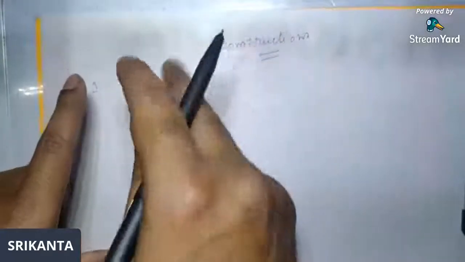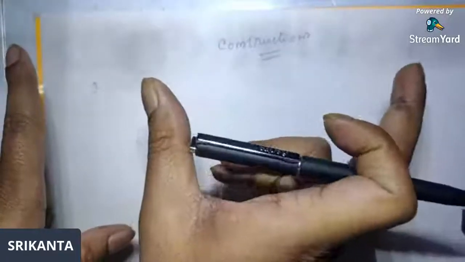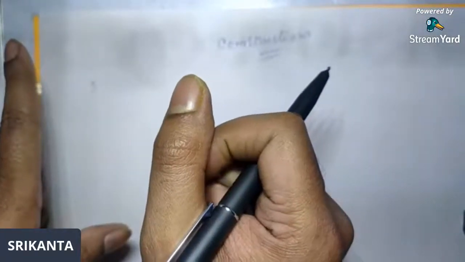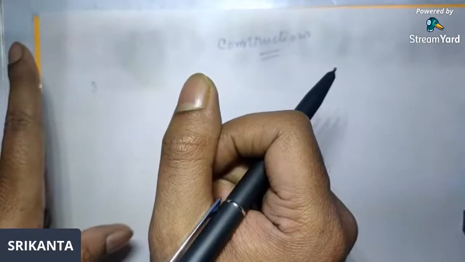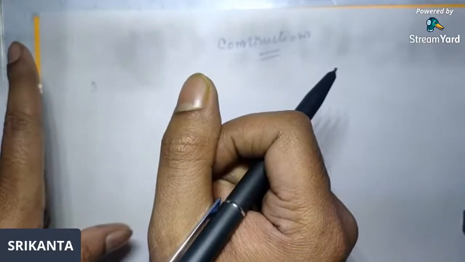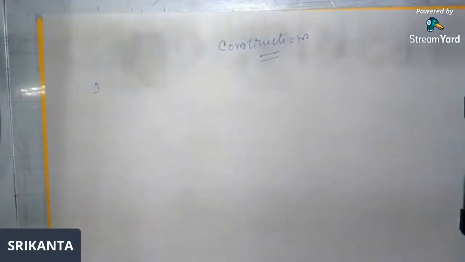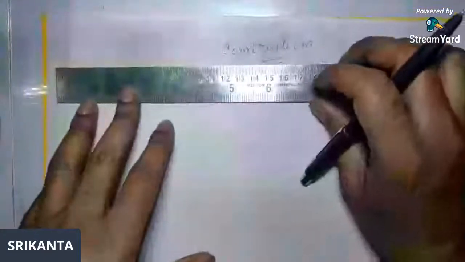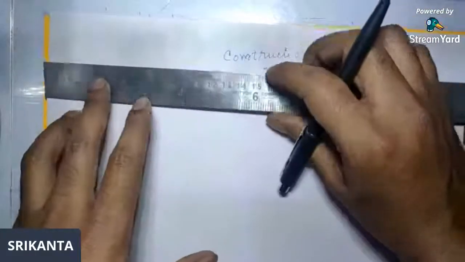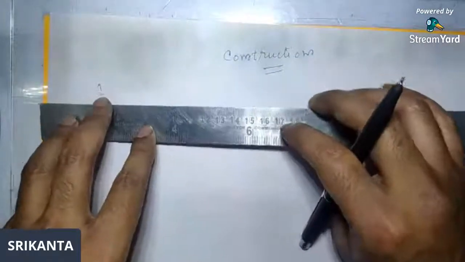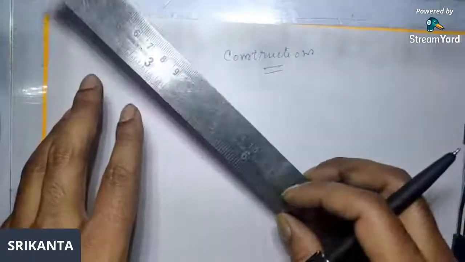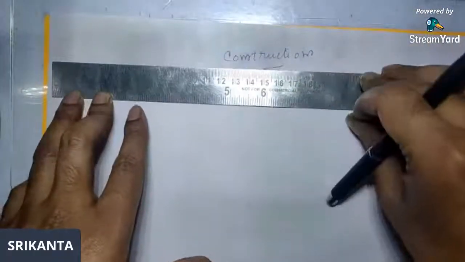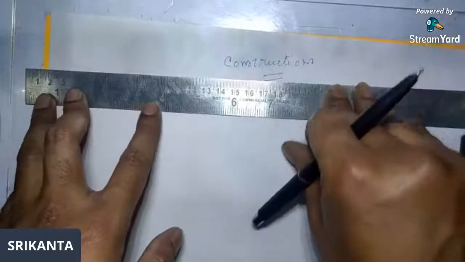So before drawing the triangles, they have asked us to draw a single line segment and divide it in the ratio 5 is to 8. Draw a line segment of length 7.6 centimeters and divide it in the ratio 5 is to 8. Measure the two parts. So let us draw a line segment of length 7.6 centimeters.